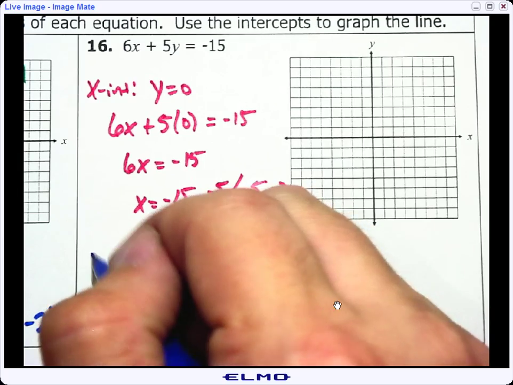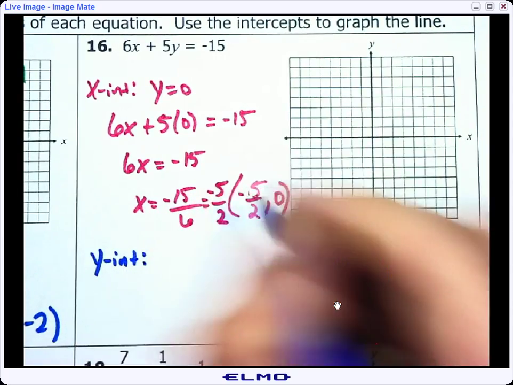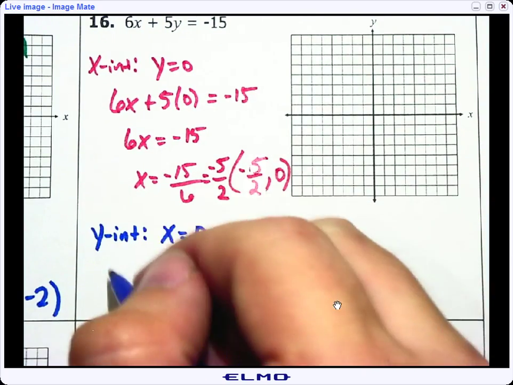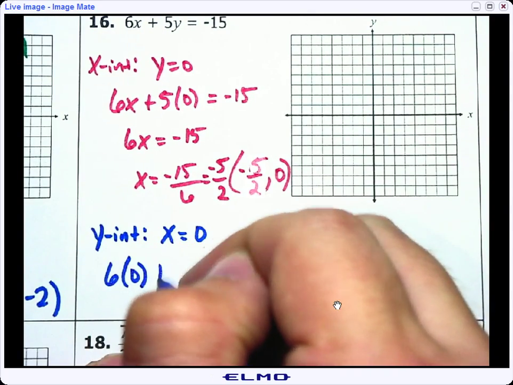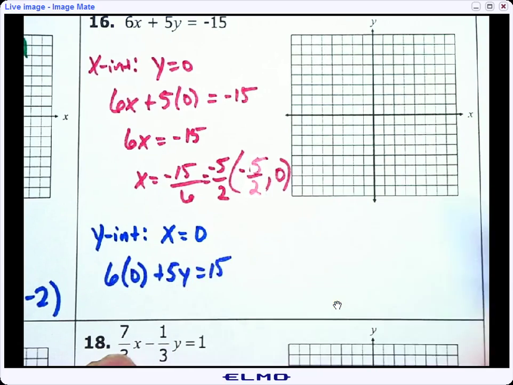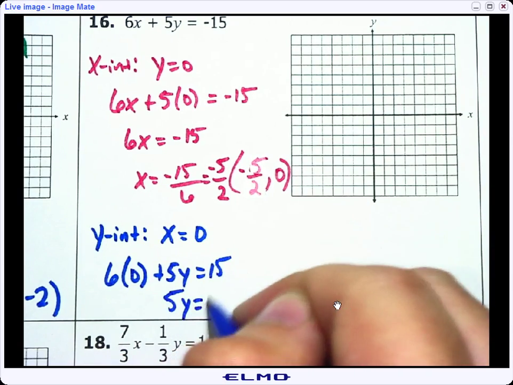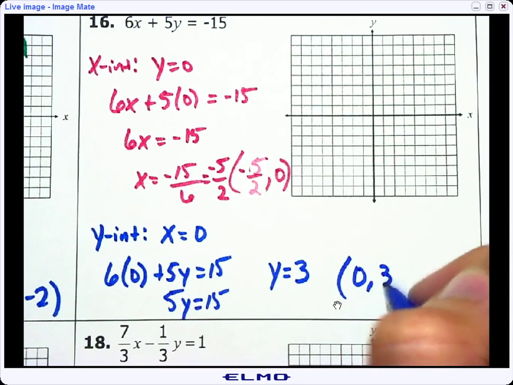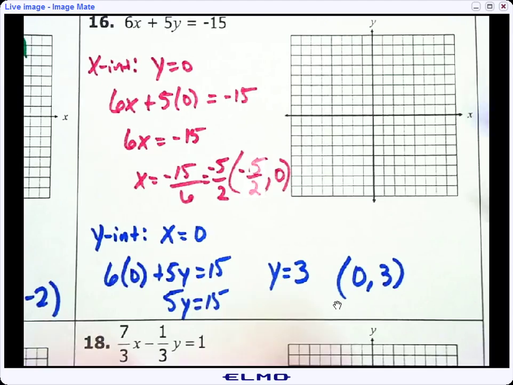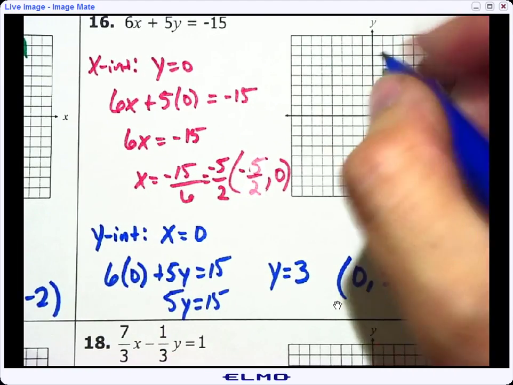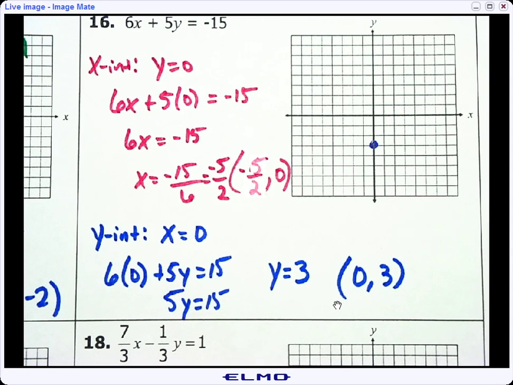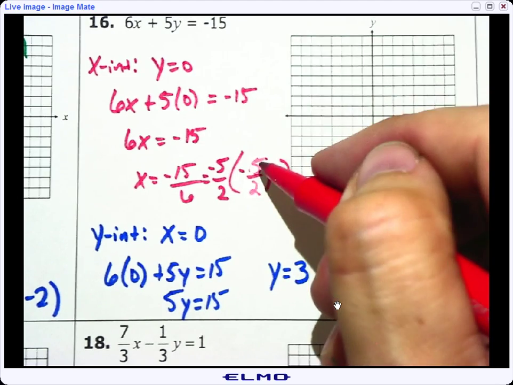For the y-intercept, remember we set the x equal to 0. So we would get 6 times 0 plus 5y equals 15, which is just 5y equals 15, which is y equals 3. So we get the point (0, 3). Take the 2 points, plot them. (0, 3) is here.